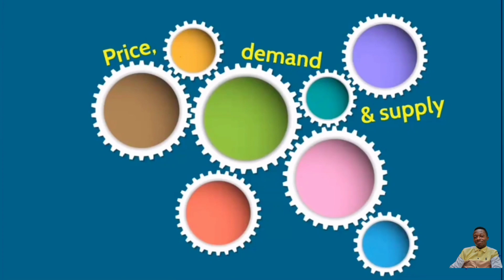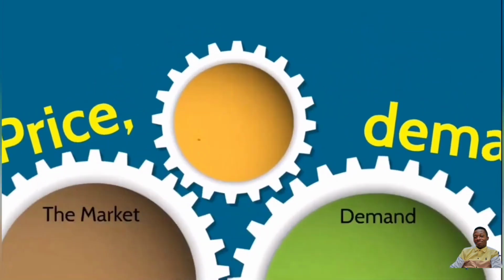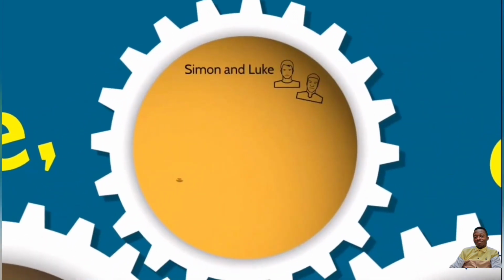Today we're looking at Chapter 4 and this chapter is focusing on price, demand and supply. As part of this chapter we're going to start by looking at the market and get a better understanding of exactly what that means. We're then going to move on to look at demand and supply and finish up by looking at the equilibrium point. So without further ado, let's get going.